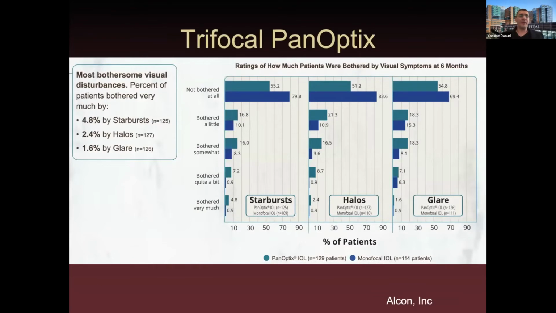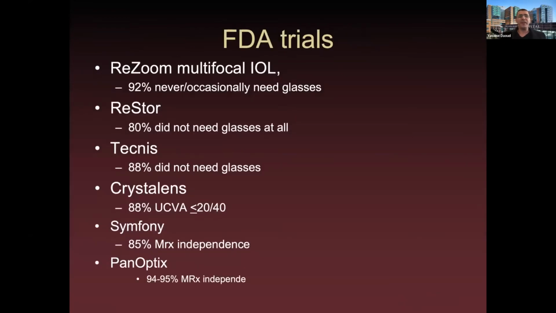So the trifocal PanOptix, what are the issues with this lens? All of these lenses still have significant issues with higher order aberrations, mainly starburst, halos, and glare. And when you look at patients who are bothered very much, meaning patients who may head to lens exchange, you're still talking about 5% starburst, 2.4% halos, about 2% glare. And what about spectacle independence? I feel sometimes understanding the background of these lenses will help us be better advisors and advocates for our patients when we do the surgeries.